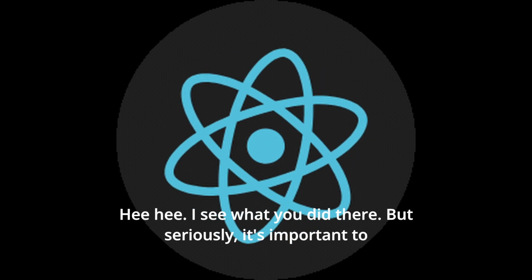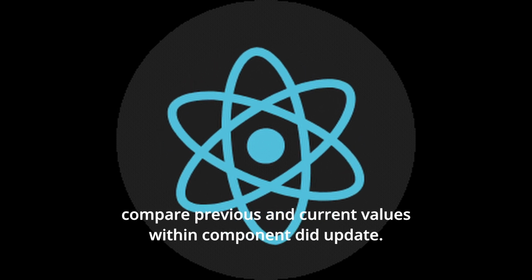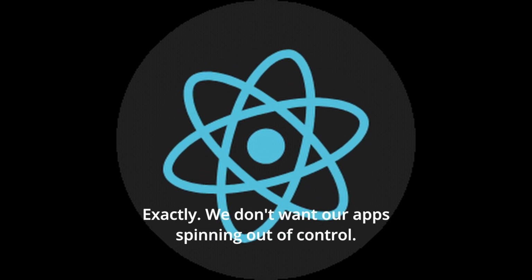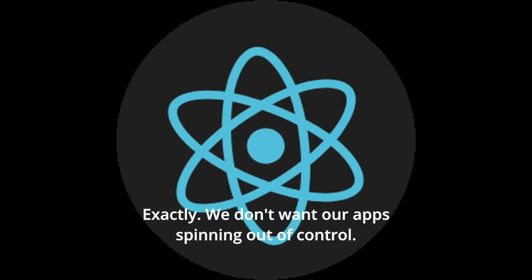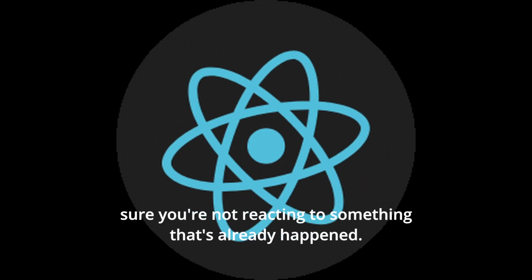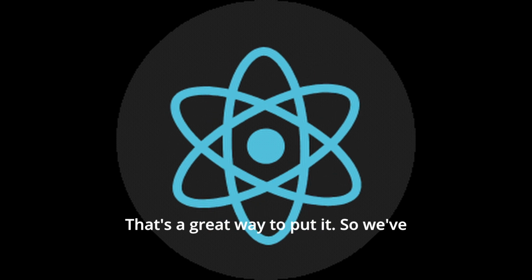But seriously, it's important to compare previous and current values within componentDidUpdate. To avoid those infinite loops. Exactly. We don't want our apps spinning out of control. It's like checking your surroundings before making a move, making sure you're not reacting to something that's already happened. That's a great way to put it.